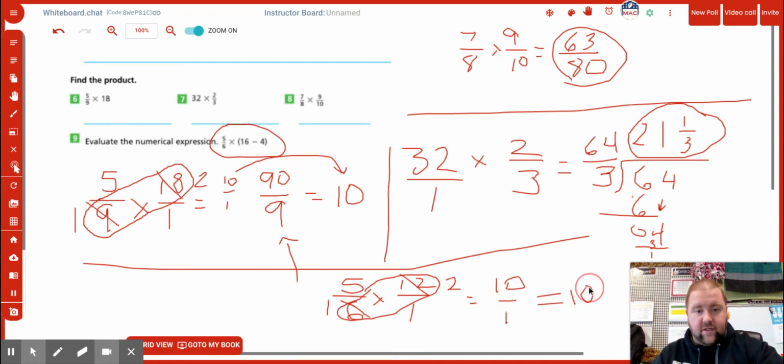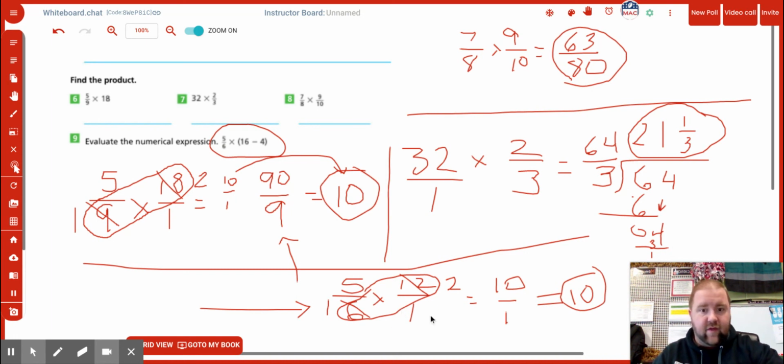Now, it's just a coincidence that we cross-simplified here and we got 10, and we cross-simplified here and we got 10. That is absolutely a coincidence, okay? So don't think that every time you cross-simplify, you're going to end up with 10. And also, don't think every time you cross-simplify that your denominator is going to be 1. That's not always going to be the case. It just so happens to be for these examples.